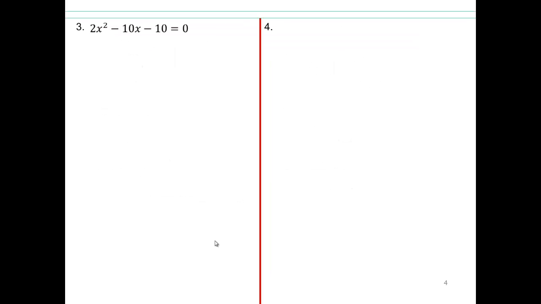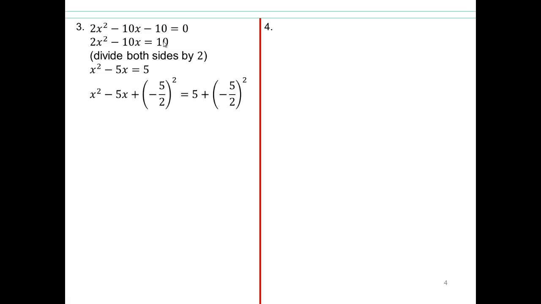All right, let's try it here. Well, we added the 10 to the other side, but we cannot complete the square because of this 2. We can only complete the square if the x squared coefficient is 1. So the first thing we'll have to do is divide everything by 2. So let's do that. And now complete the square.